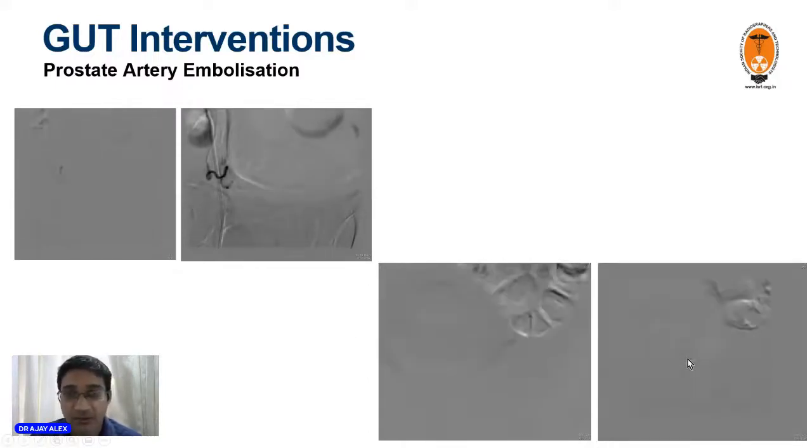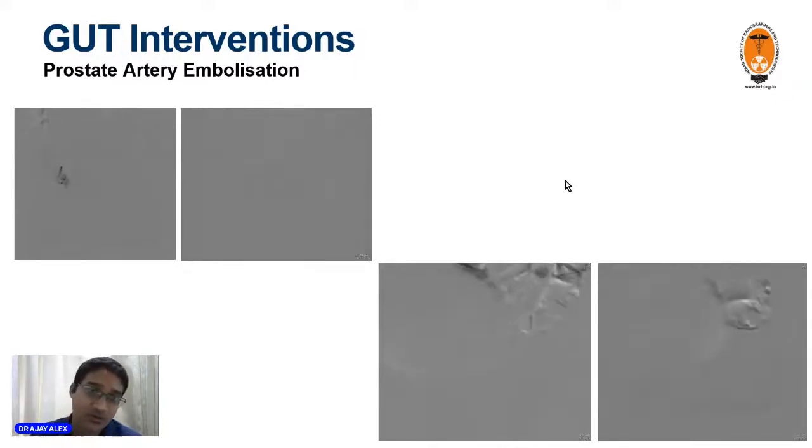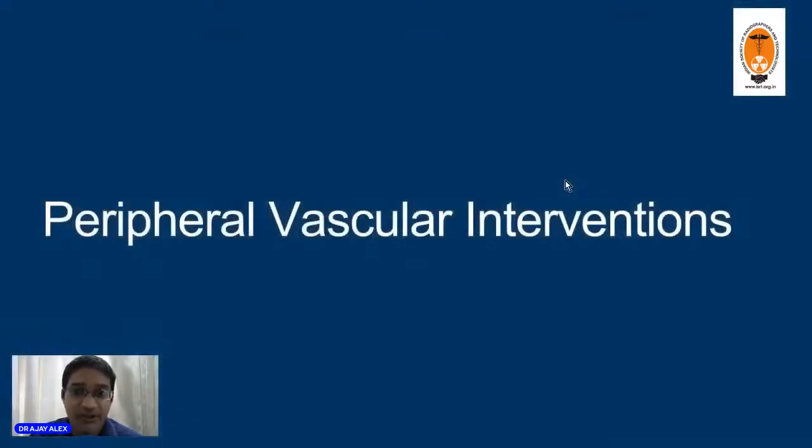This was again a patient who had severe hematuria, who had a lot of cardiac comorbidities and was not a surgical candidate. He was also back to his normal routine post this procedure in a couple of days with elevation of his hemoglobin levels as well.